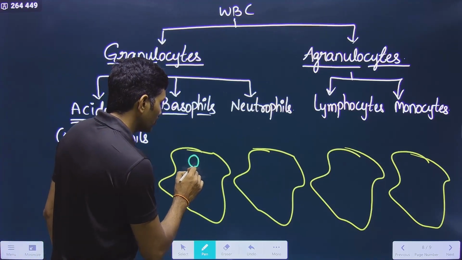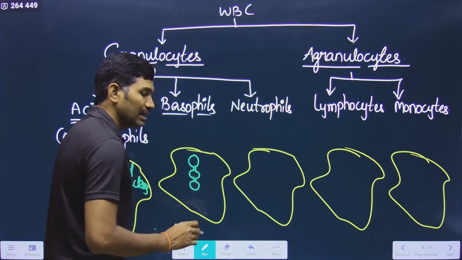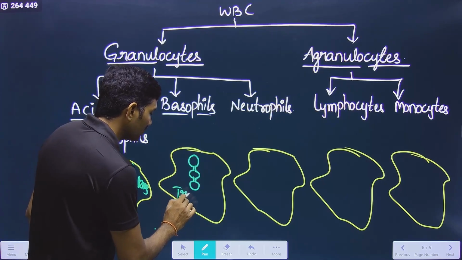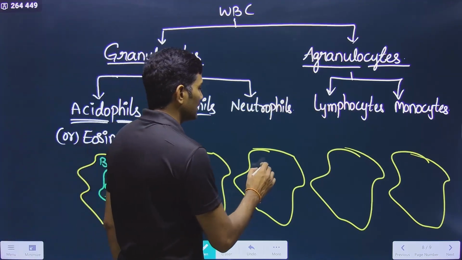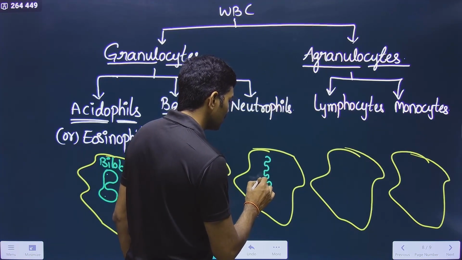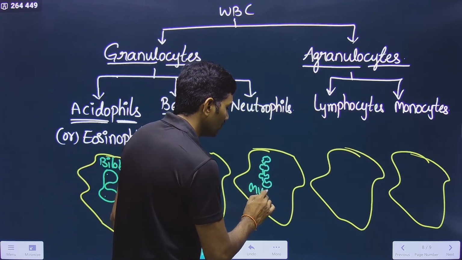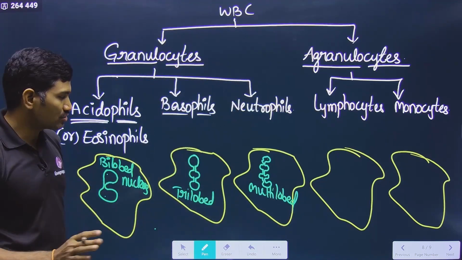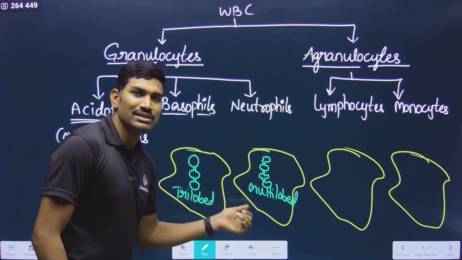In the case of basophils, generally they have a trilobed nucleus, and sometimes they can also have bilobed, but generally trilobed. Tri means three lobes. In the case of neutrophils, generally they have a multilobed nucleus, with more lobes like this. I am giving the general ones; sometimes you can see other forms also. Generally eosinophils are bilobed, basophils are trilobed, and neutrophils are multilobed.